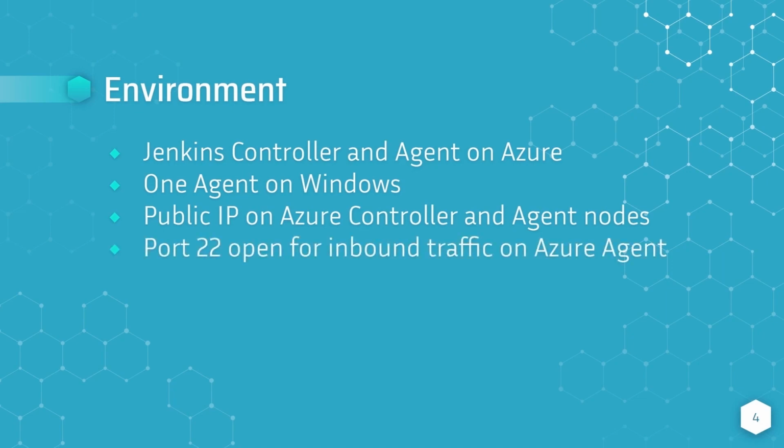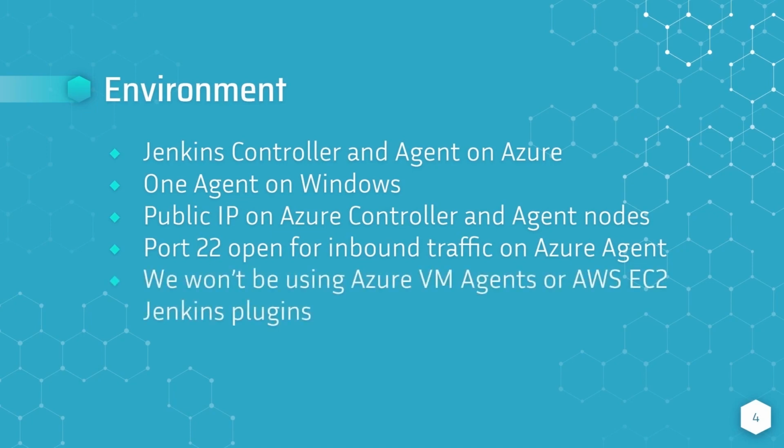One thing I'd like to point out is that we won't be using the Azure VM agents or AWS EC2 Jenkins plugins. These plugins allow you to dynamically provision agents in the cloud. You may be wondering why we aren't using these plugins, and it's not because they aren't useful. These are very useful plugins. But the method that I'm going to show should be cloud agnostic and can be applied in an on-premise environment or without a cloud account. You could even set this up to run entirely on a single machine. Now that we've covered those details, let's get started.